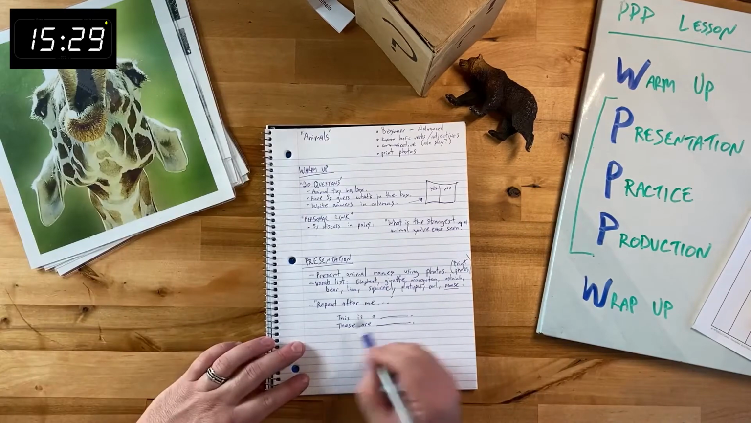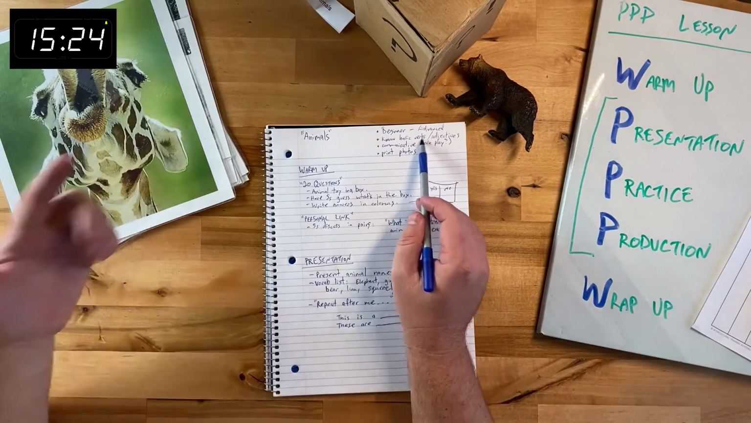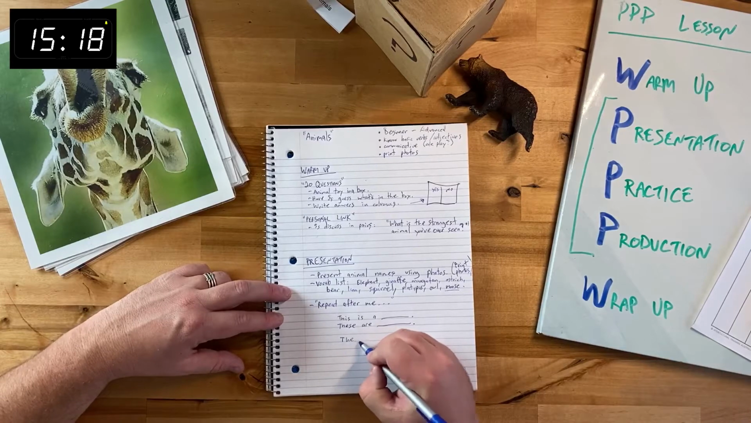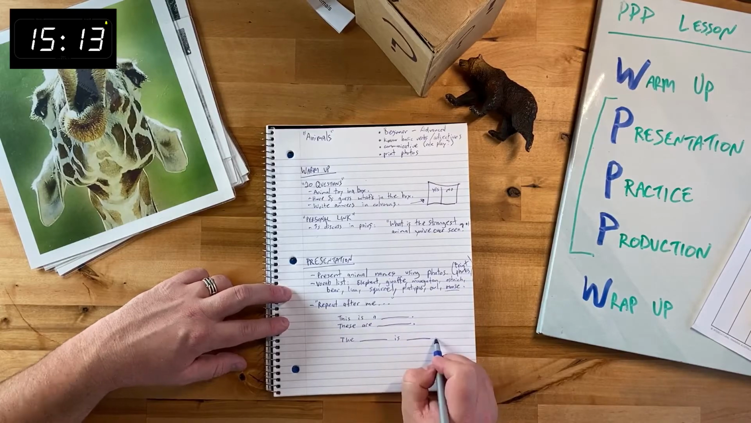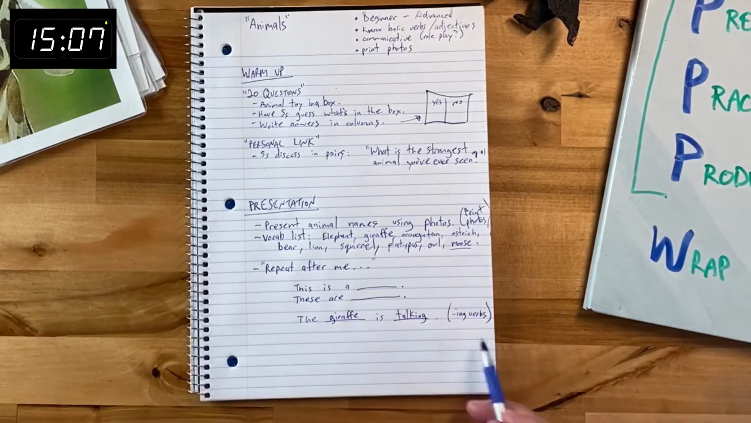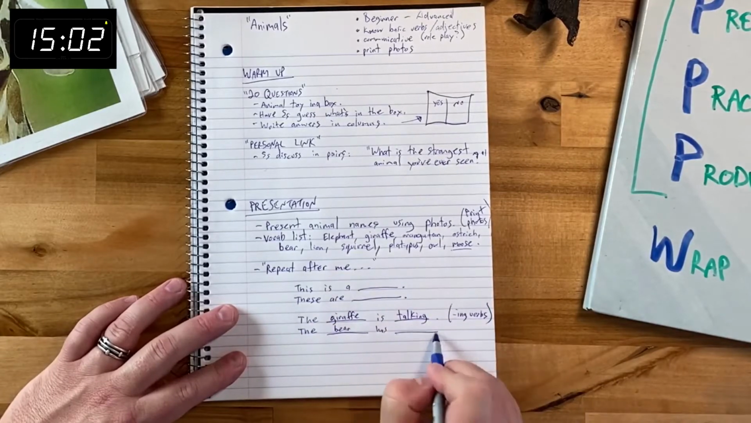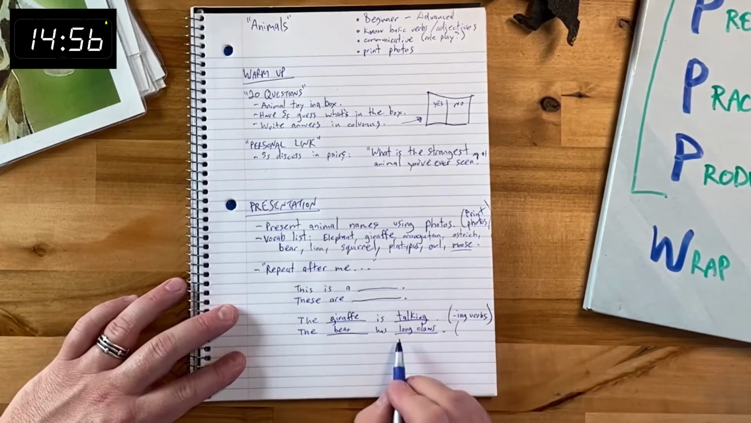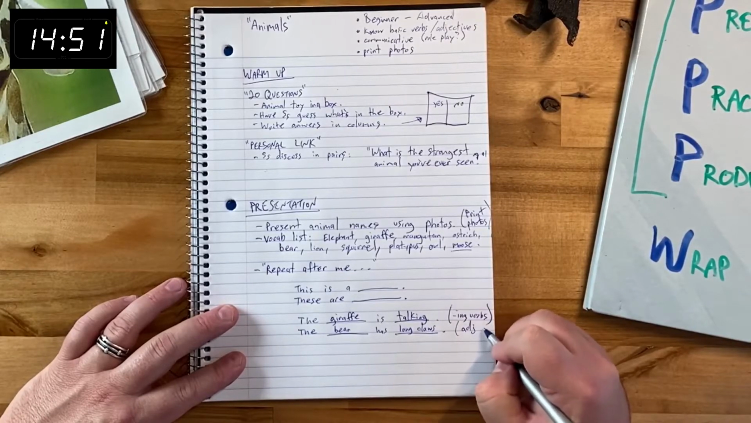And I could also plan on using language as I'm presenting this to get them to review some verbs and adjectives. So perhaps I'll use some sentences such as, the giraffe is talking. Using ing verbs. Or the bear has long claws. So using some kind of descriptive language, such as adjectives.